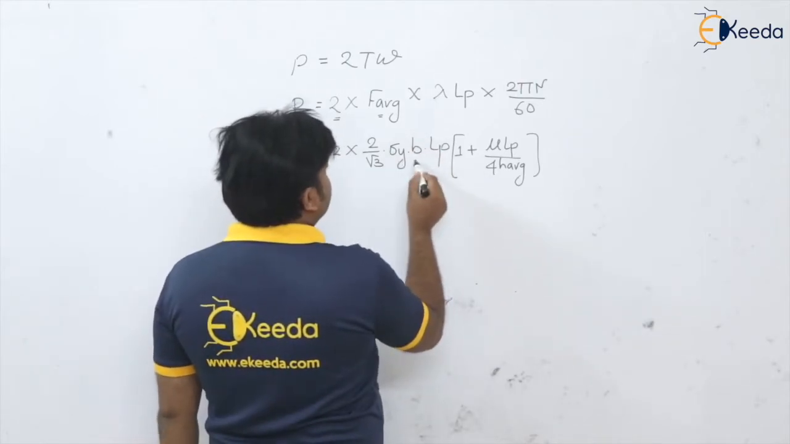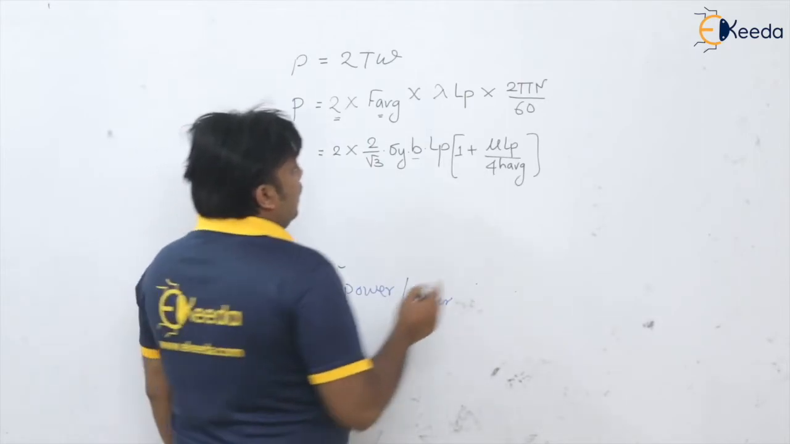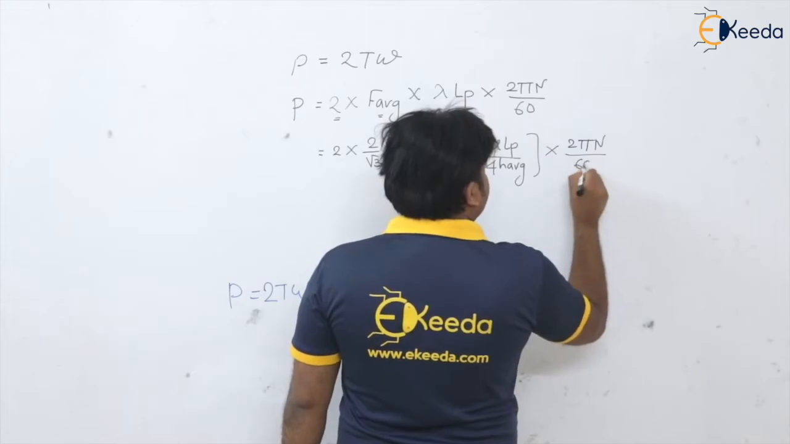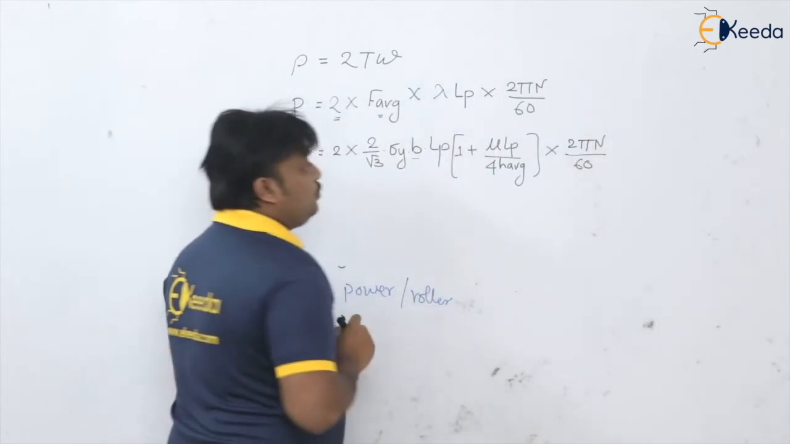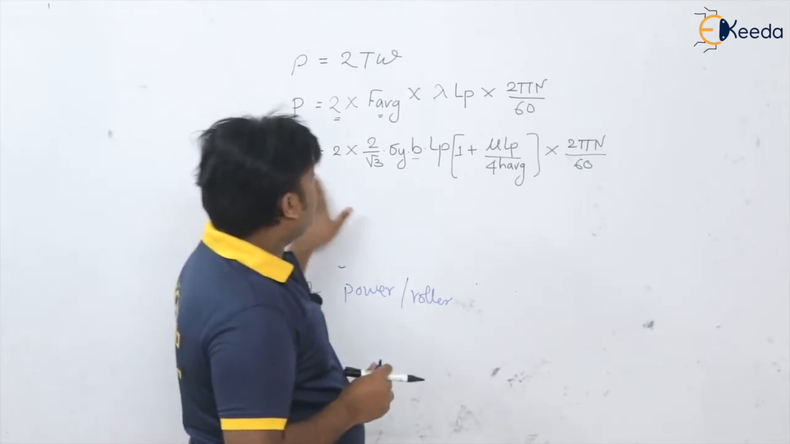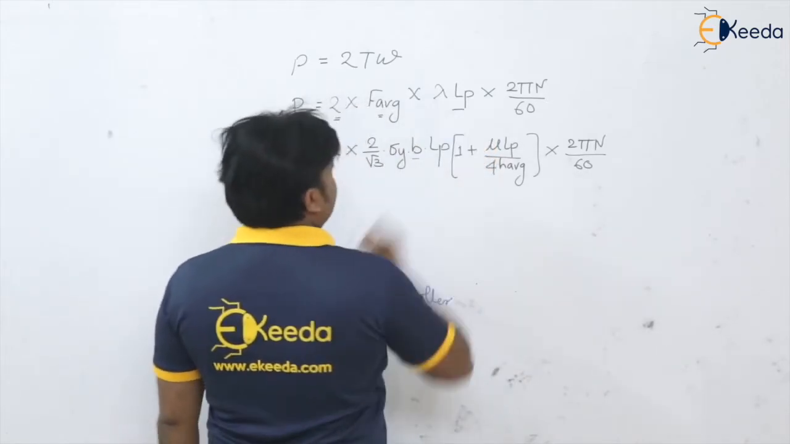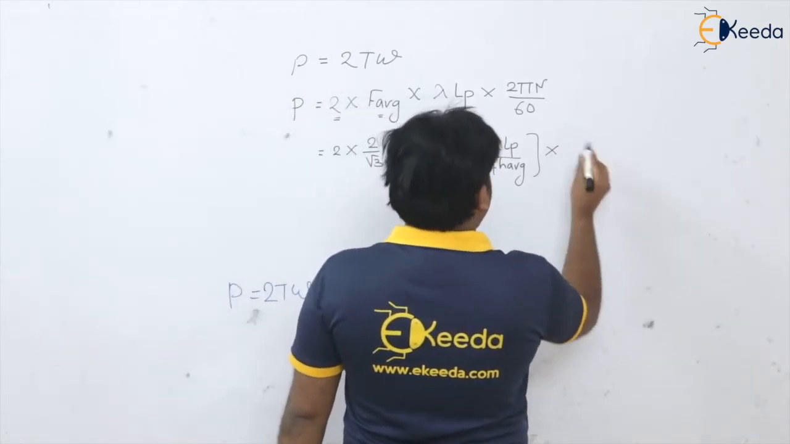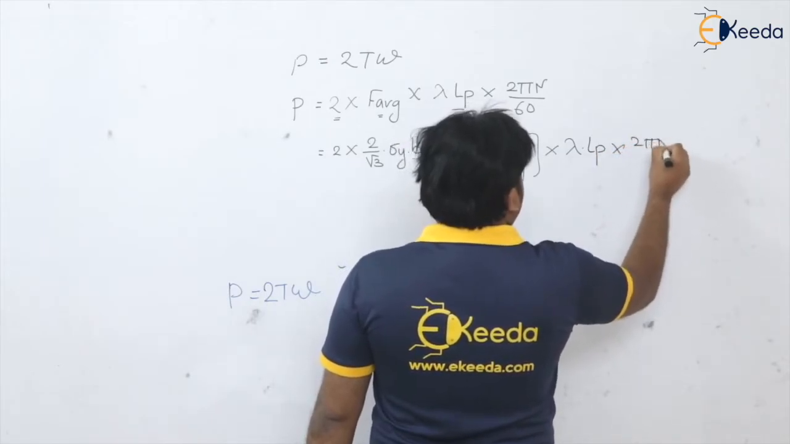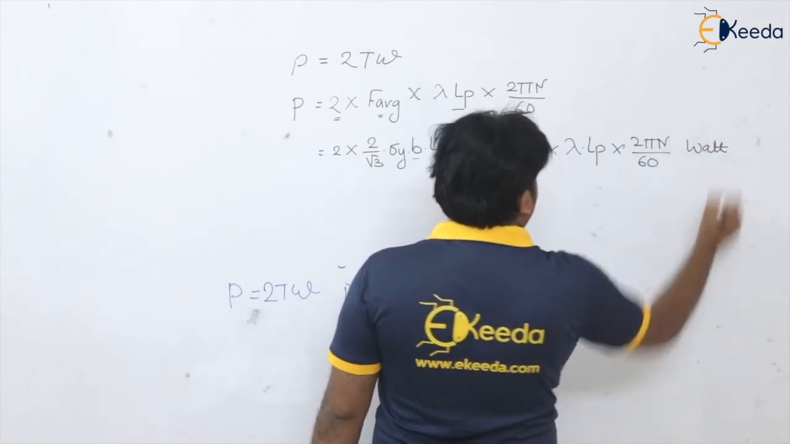Otherwise this area will be B times LP, the projected area, and omega is what? 2 pi N divided by 60. N is what? The revolutions per minute of the roller. So if you put all the values here, lambda P is left here, so here I will write plus lambda times LP into 2 pi N divided by 60. So this is the power in watt.